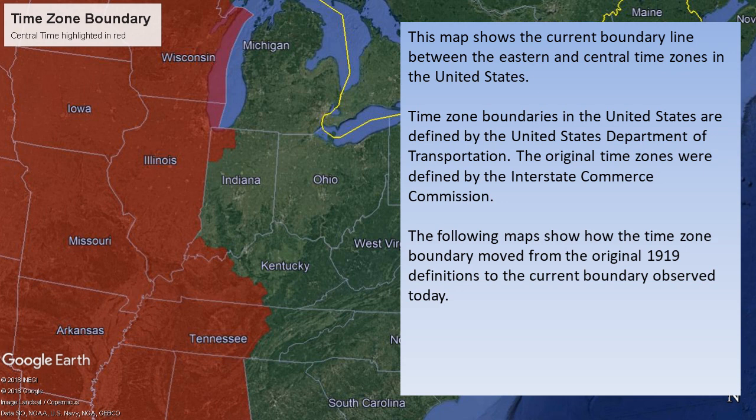This map shows the current boundary line between the Eastern and Central time zones in the United States. Time zone boundaries in the United States are defined by the United States Department of Transportation. The original time zones were defined by the Interstate Commerce Commission. The following maps show how the time zone boundary moved from the original 1919 definitions to the current boundary observed today.